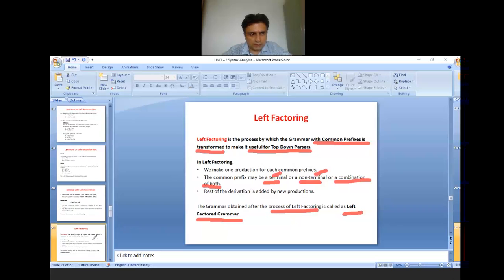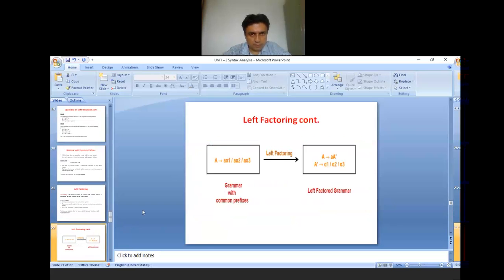Moving to the next slide. This is the general concept and the general form of how we can left factor a grammar. Suppose a grammar is given to you: A produces a alpha 1, A produces a alpha 2, and A produces a alpha 3. These are three productions, all with the common prefix a. We need to left factor it, converting the grammar with common prefix into two productions.